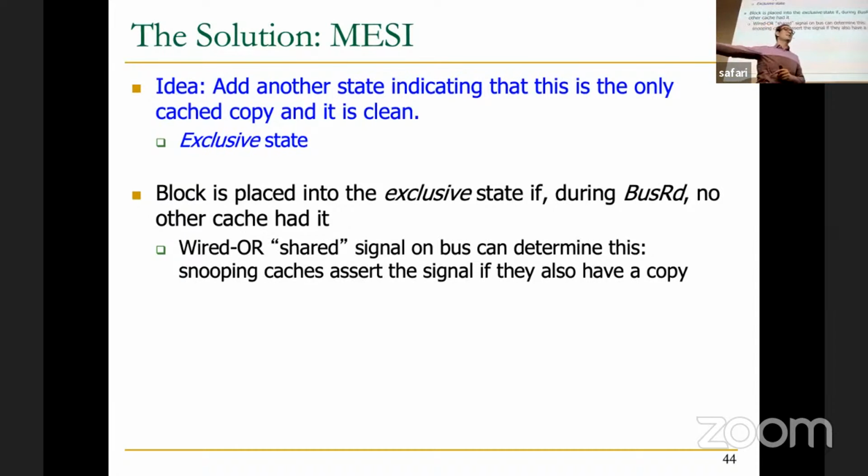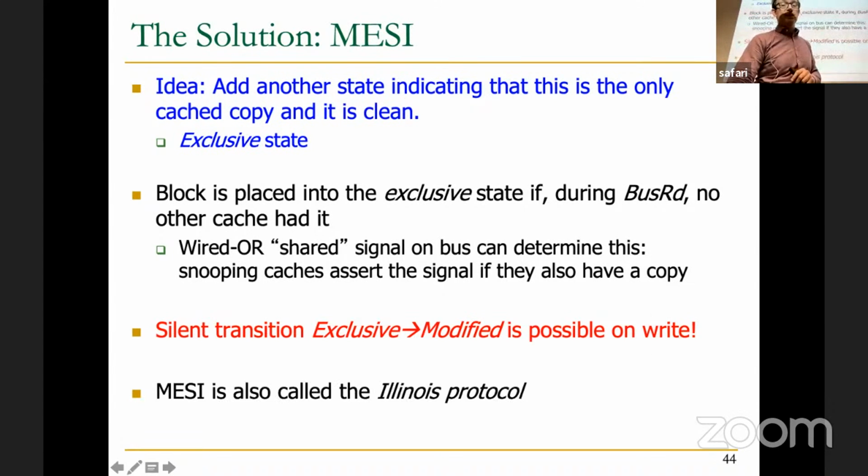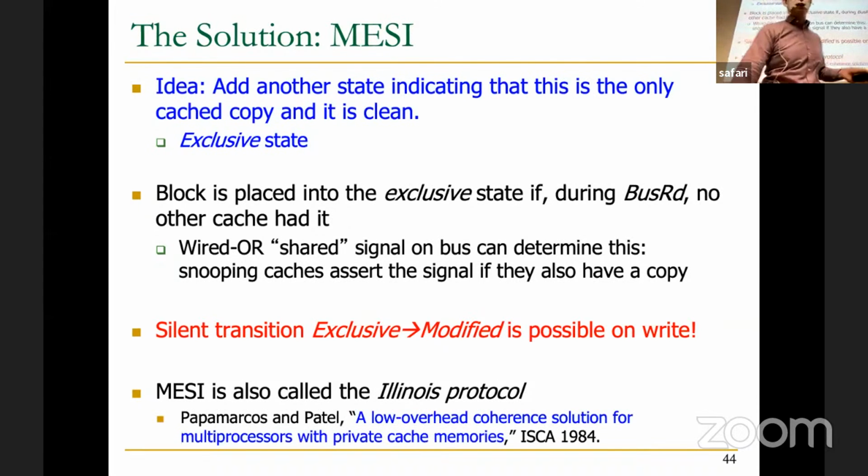If no one has a copy in this wired-OR, if the result of the wired-OR is 0, meaning basically a cache asserts the bit in the wired-OR if it has the copy. If no one has a copy, everyone must have had a 0. In that case, basically, you go into the exclusive state. So now, once you do that, you can have a silent transition from exclusive to modified when you write to a cache block. You don't need to notify anyone. This is also called the Illinois protocol. It's called that because it was developed in Illinois by Janak Patel and one of his master's students in the 1980s, as you can see. And this is a beautiful paper. You can take a look at it.